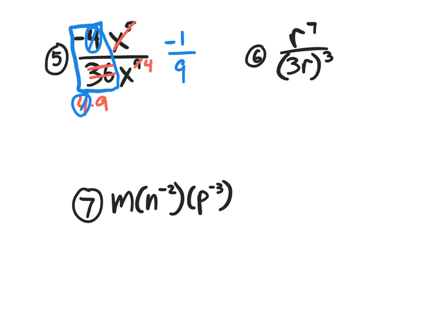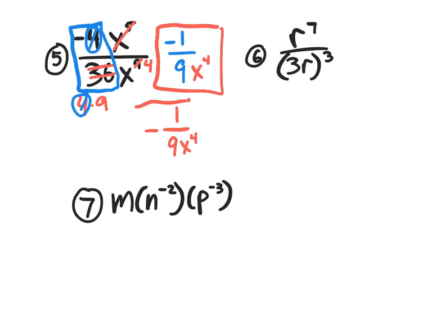Everybody with me? So what do I actually have left over on top? Nothing besides a -1. But on the bottom, I do have that 9 and x to the 4th. And that's your answer. -1 over 9x to the 4th. Now on the multiple choice portion, it'll probably give you the answer with the negative in front of the fraction, like that. Okay? Probably give you the negative in front of the fraction as opposed to up there with the 1.